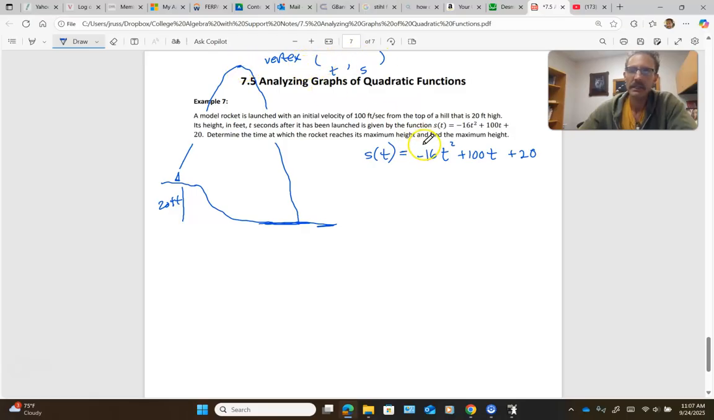And notice, look at the leading coefficient here. A is a negative 16, which makes sense. Look at the orientation of our parabola. It's upside down, right? Because we're modeling the path of a rocket.